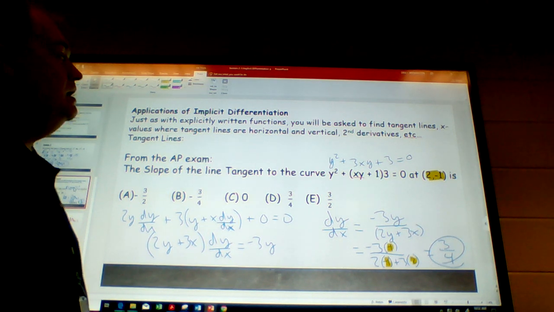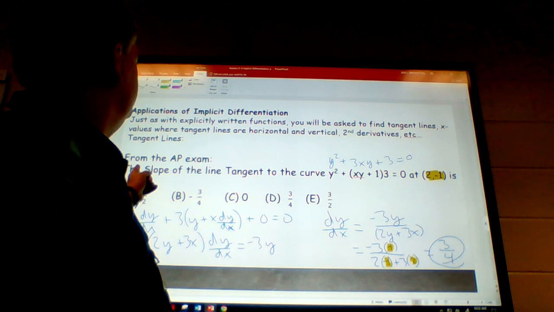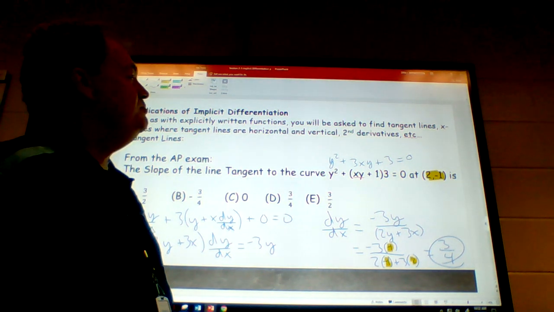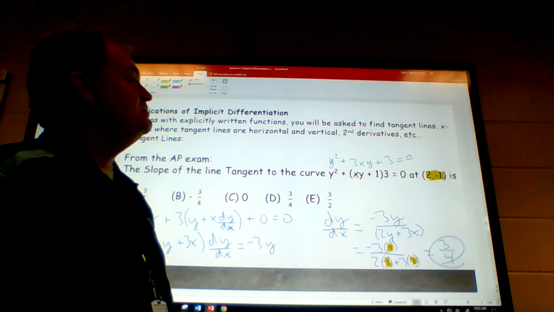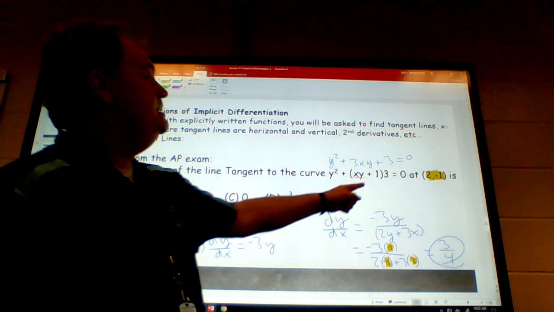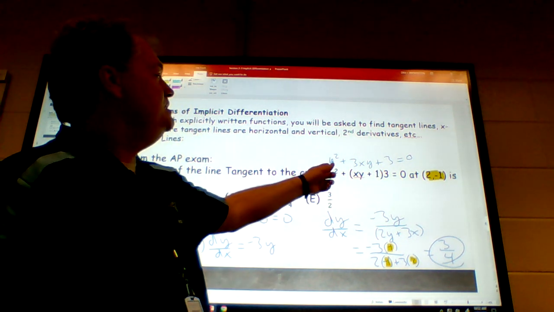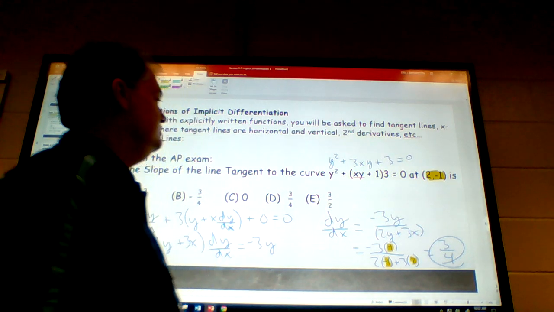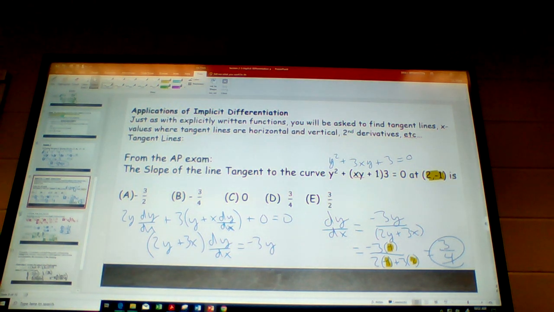First of all, it says from the AP exam, the slope of the tangent line to the curve y squared plus xy plus 1 times 3 equals 0 at the point (2, -1). Well, I went ahead and distributed the 3, so I got y squared plus 3xy plus 3 equals 0. Now, to find the instantaneous slope, we have to determine dy/dx.